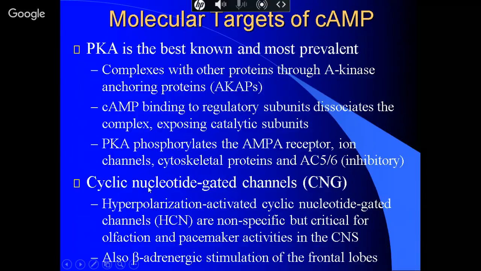Leaving protein kinase A, you have ion channels that are gated directly by cyclic nucleotides. Wait until you see cyclic GMP, okay? And you have these hyperpolarization activated cyclic nucleotide gated channels, okay? Olfaction, pacemaker activities. That's why you'll see this pacemaker activity. You'll see the one type in the suprachiasmatic nucleus, which is the circadian clock. So this is ideal for pacemaker activity to do this sort of thing.